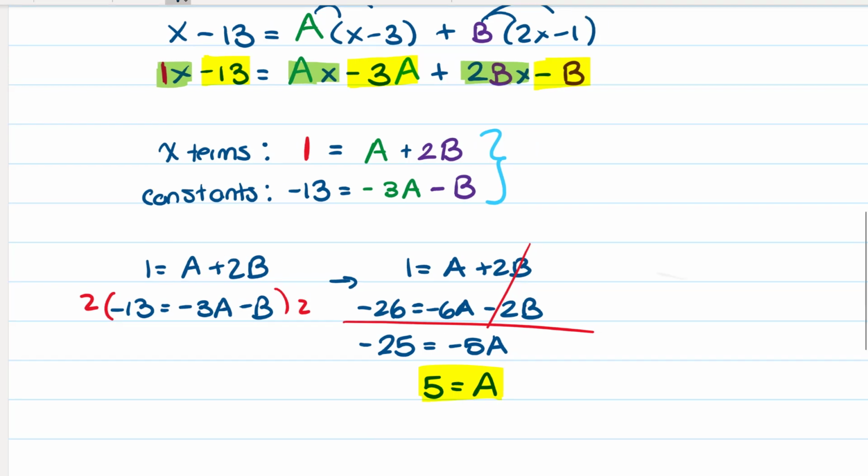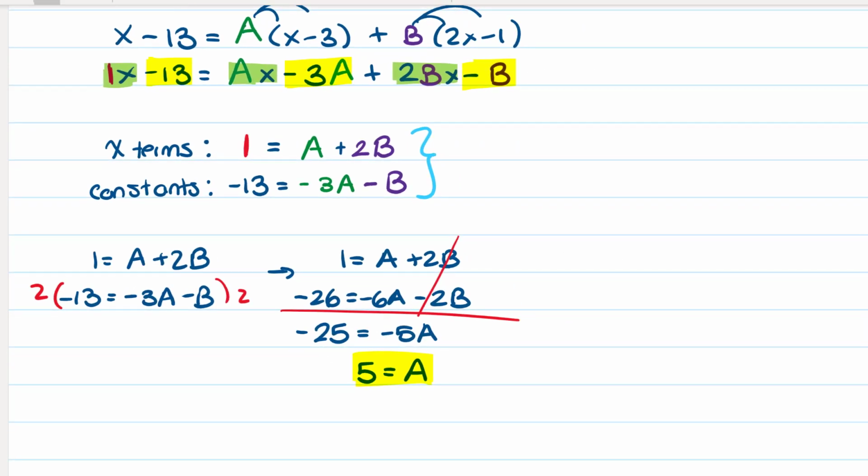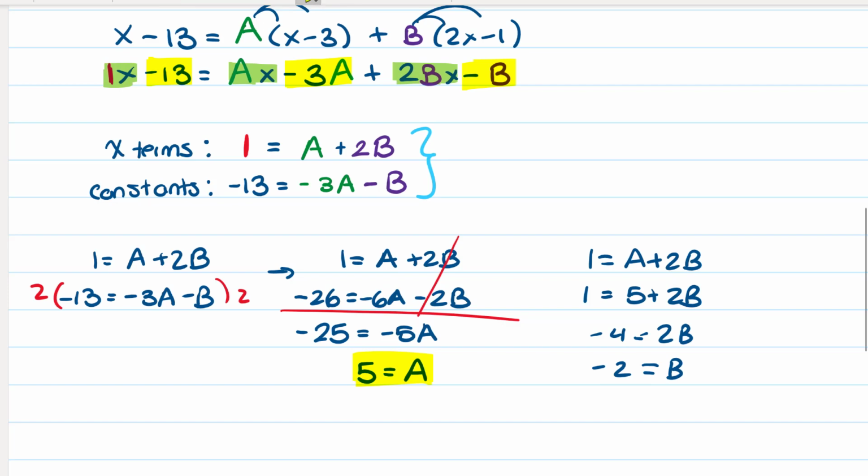Now the next thing I need to do is go ahead and solve for b, so you can just use either equation. So 1 is equal to a plus 2b, so 1 is equal to 5 plus 2b. Go ahead and solve this real quick, and b is negative 2. Okay, so I've solved for a and b.